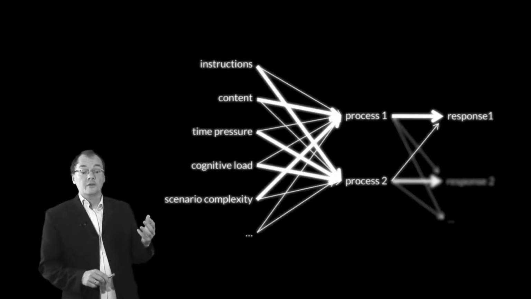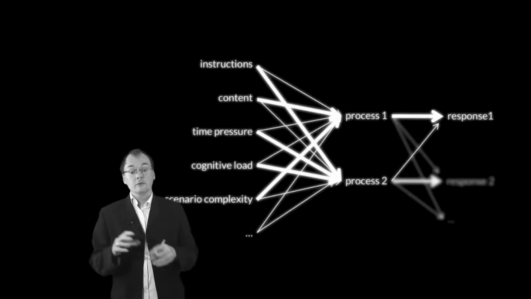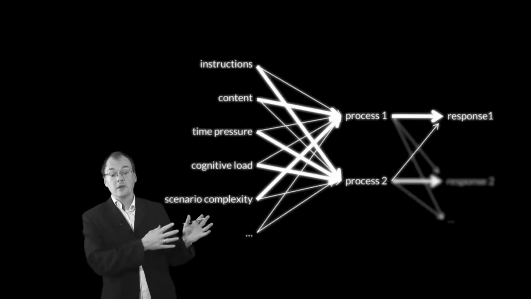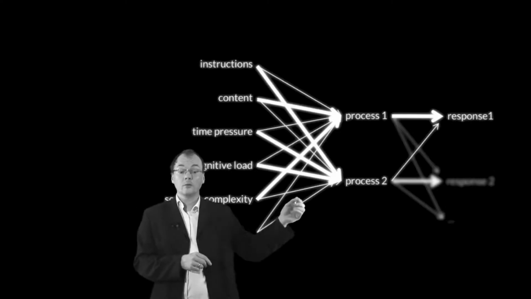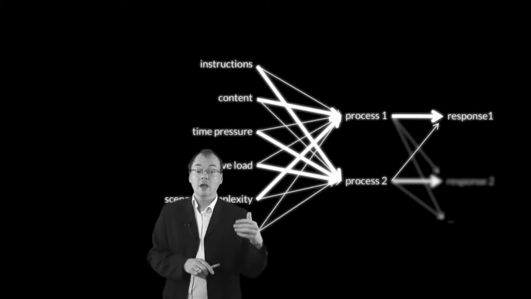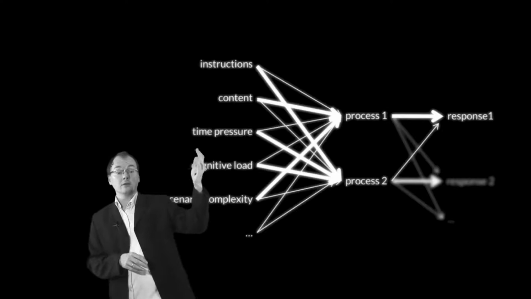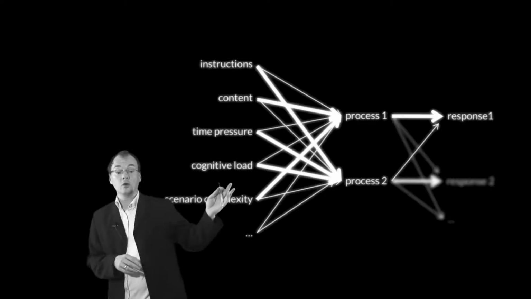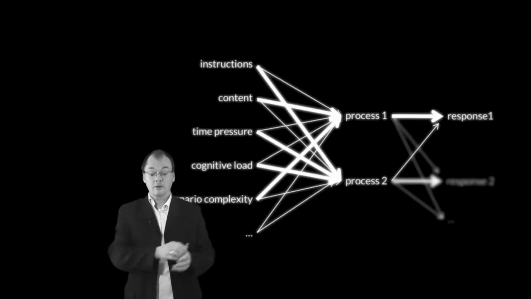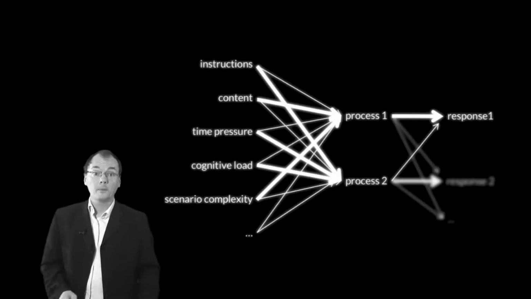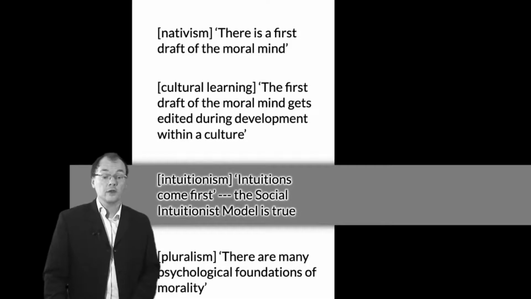Of course, the natural thought here is that we should recognise that we have a dual process theory. So we take out the social intuitionist model and replace it with a dual process theory of judgment, which just says that moral judgment will be a consequence of two processes. Although one may dominate on one occasion, we may be able to change the contextual factors, such as time pressure or cognitive load, and that may weaken the influence of one process and strengthen the influence of another. So a natural successor to the social intuitionist model is our dual process theory.